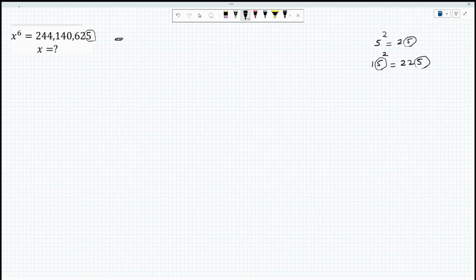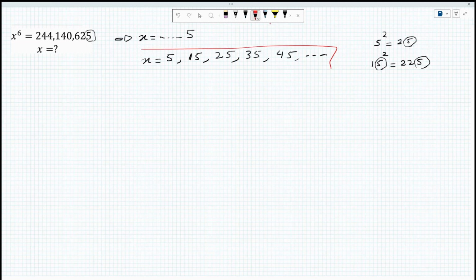So because of that, we know that x has a value of some digits, but the last digit is 5. It means that x should be either, let's say, 5 or 15 or 25 or 35, 45, and so on. I'm going to square this statement and then we'll find more evidence.